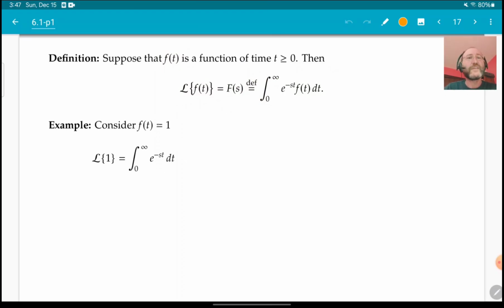So suppose that this function is just 1. And again, we're really interested in this function only from 0 onwards, since that's where this integral is defined. So we write down what it is that we're supposed to compute. That's capital F of s, this thing. You will notice that it's not going to be constant. Even though we start with a constant, we're not going to get a constant. We're going to get some function of s.